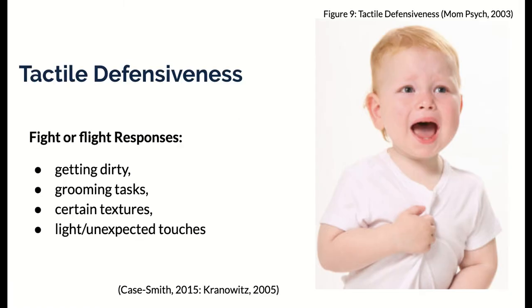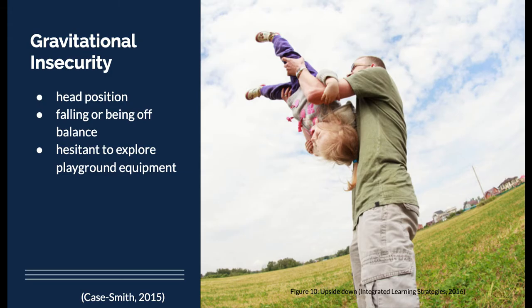Other examples include tactile defensiveness, where children may demonstrate fight or flight responses to getting dirty, completing grooming tasks like brushing their hair, having difficulty touching certain textures in clothing, and having an overreaction to a light or unexpected touch. There is also gravitational insecurity.